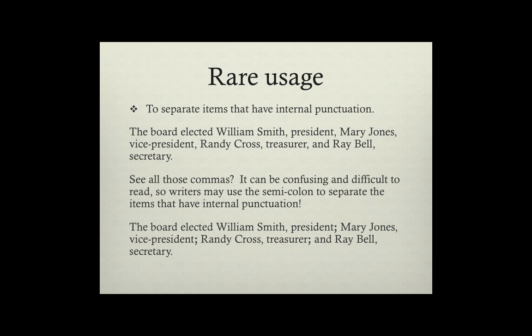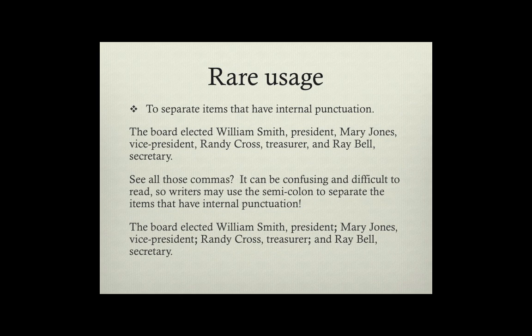Now here's an example. The board elected William Smith, president, Mary Jones, vice president, Randy Cross, treasurer, and Ray Bell, secretary. Wow, see all those commas? It can be very confusing, and it can be difficult to read. So writers can use the semicolon to separate these items out that they're listing, and you see how the various items that we're listing out have punctuation contained within them.